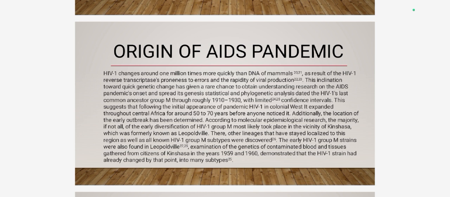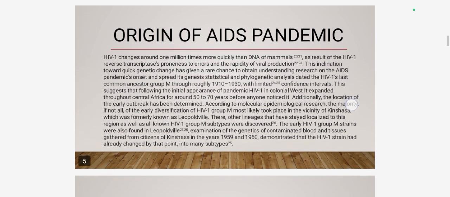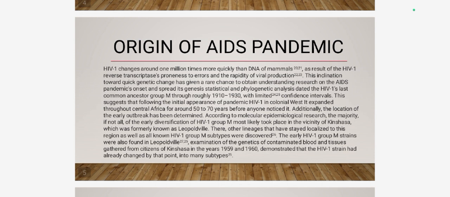So these suggest that following the initial appearance of the pandemic HIV in colonial West Central Africa, it expanded throughout the region for around 50 to 70 years before anyone noticed it. Additionally, the location of the early outbreak has been determined. So, according to molecular epidemiological research, the majority, if not all, of the early diversification of HIV-1 group M most likely took place in the vicinity of Kinshasa, which was formerly known as Leopoldville.